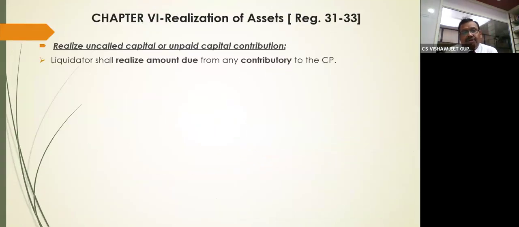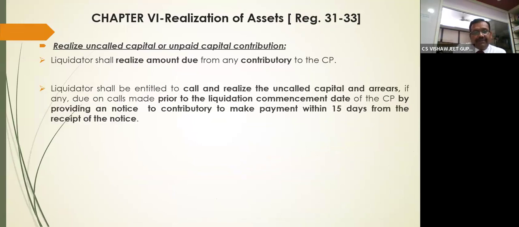Now, realize uncalled capital or uncalled capital contribution. This is important in the case of a company. The liquidator shall realize the amount due from the contributory to the CP. So if the contributory has declared that he will contribute in the event of winding up of the company, the liquidator shall realize that amount from the contributory. The liquidator shall be entitled to call and realize the uncalled capital and arrears.